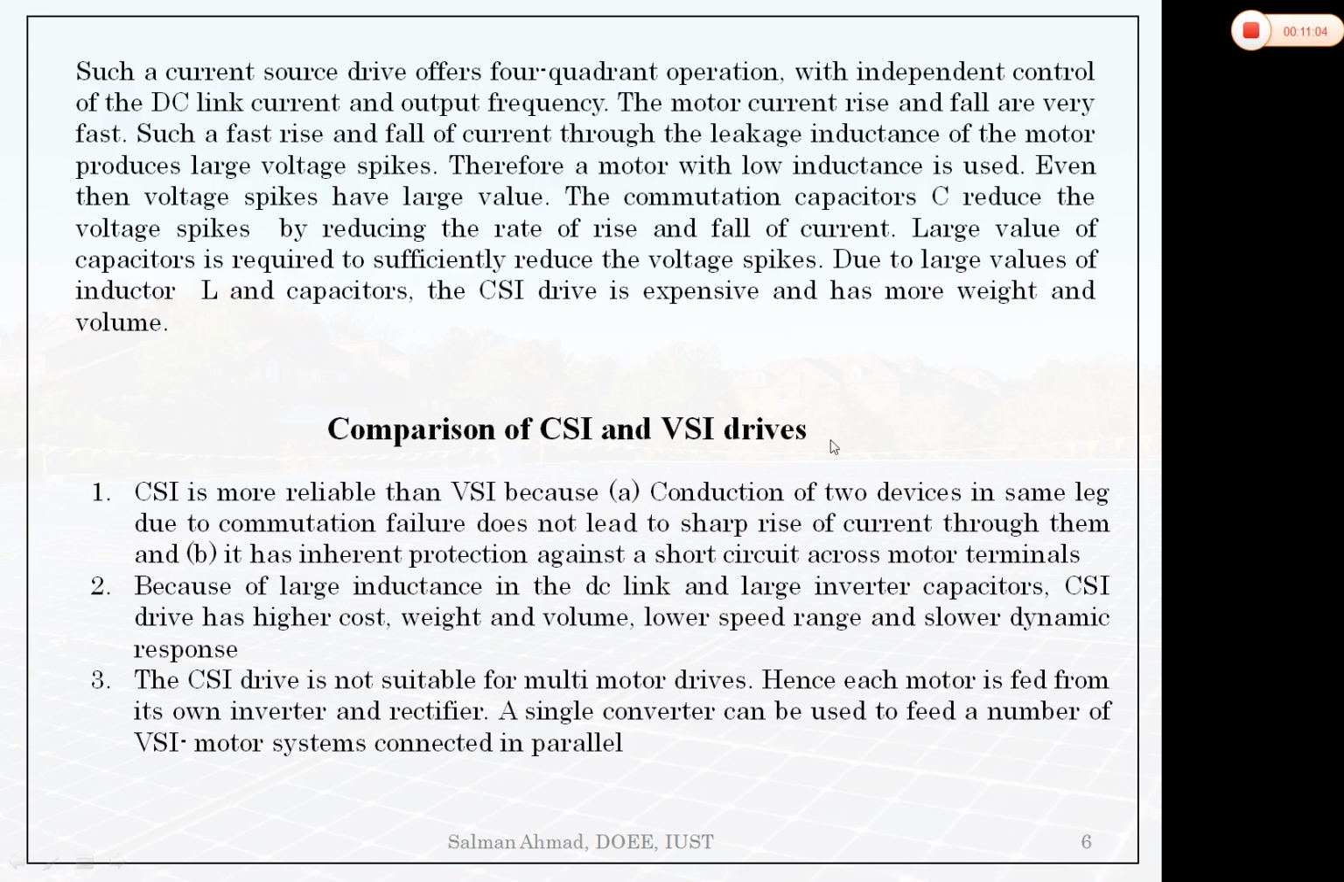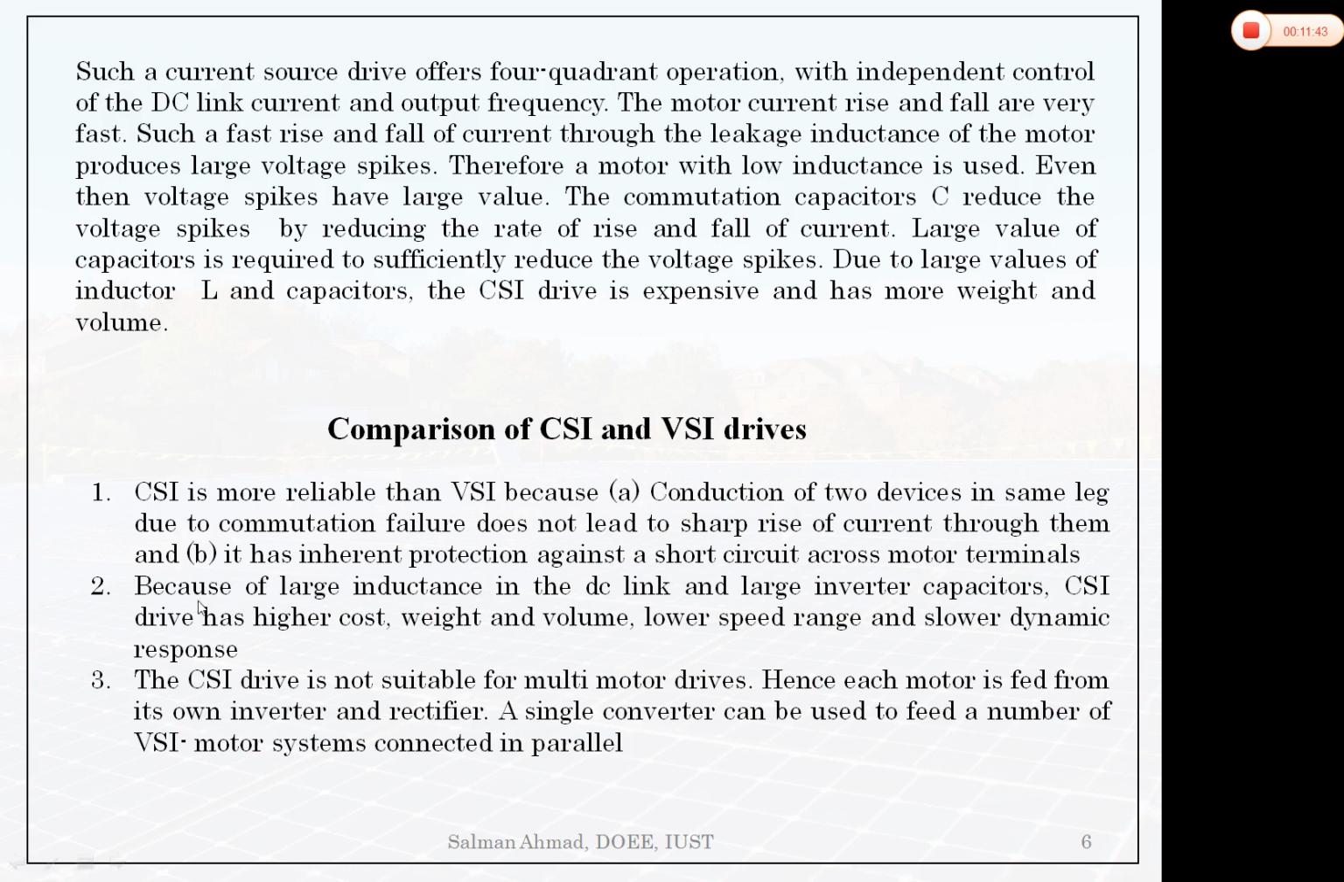Now there is a comparison of CSI and VSI drives. Some important points I'm pointing out here, but you can read the detail in the next slide. CSI is more reliable than VSI because there is no possibility of short circuiting here. In VSI, you have seen that if two switches in the same leg are turned on simultaneously due to commutation failures or some other reasons, then there will be a direct short circuit in that leg and the switches will be damaged. So the reliability of VSI is less in comparison to CSI.